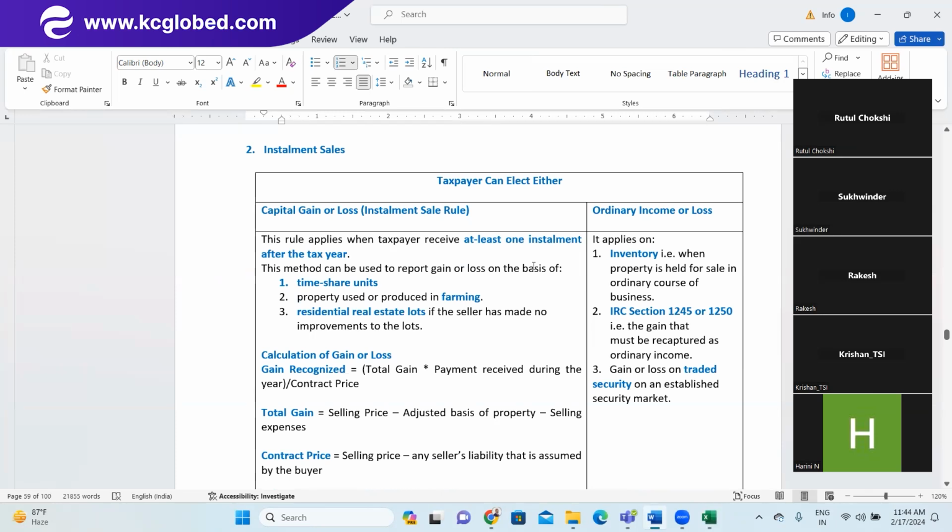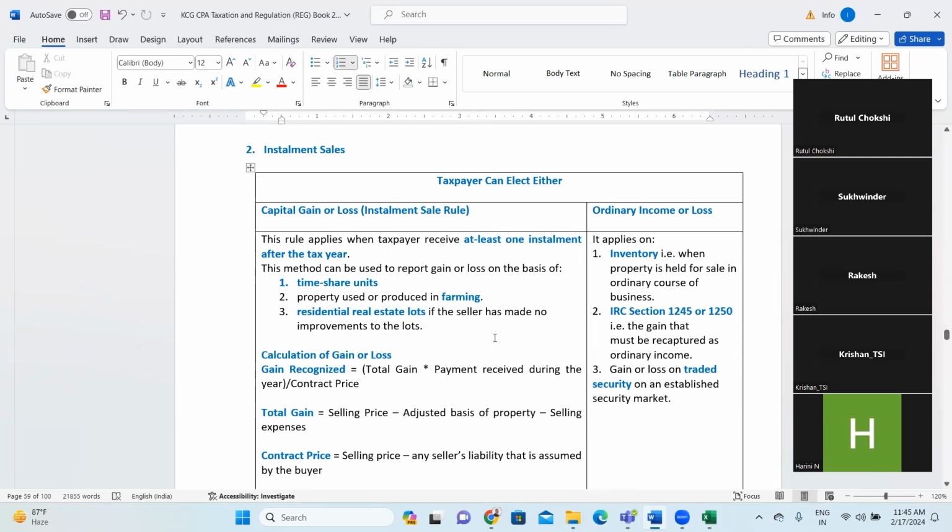So first look at the right hand side, ordinary income and loss. That means when you are not using the installment sale method, it applies like an inventory when property is held for sale in the ordinary course of business, and under section 1245 and 1250, the gain must be recaptured as ordinary income, as well as gain or loss on traded securities on an established securities market.